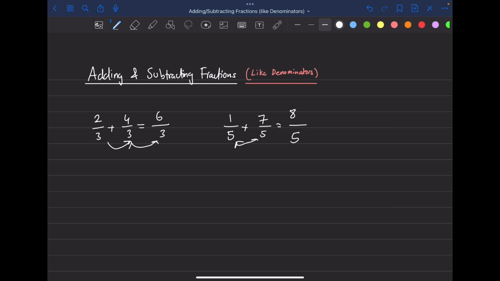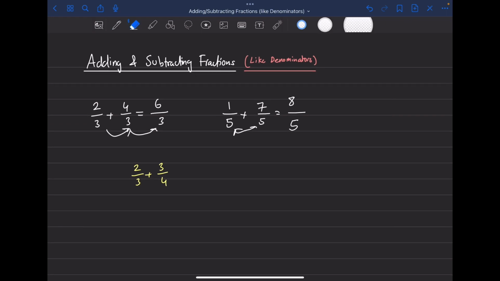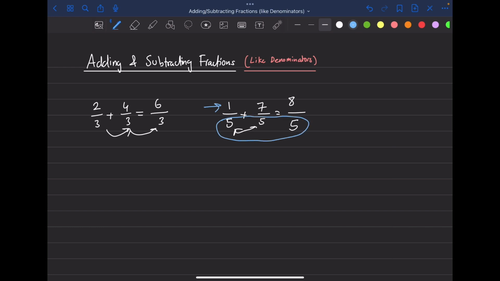If the denominators were not the same, that would be unlike fractions. So for example, if we had 2 over 3 plus 3 over 4, these denominators are not the same, so you cannot add them with knowledge of this video. Once again, I'm going to link the next video in the description. It should show you how to add unlike denominators. But in this video, we're only going to look at the same denominators. So once again, the only rule is that the denominator stays the same, and you add the numerator.